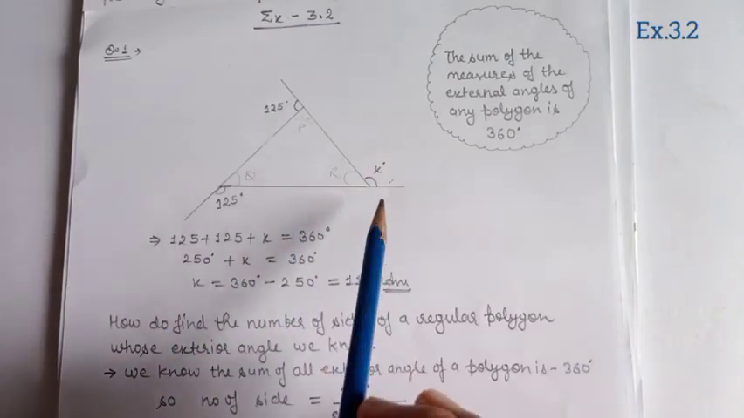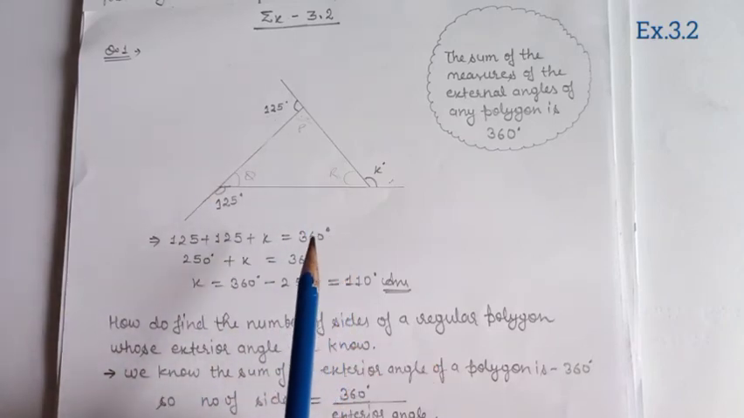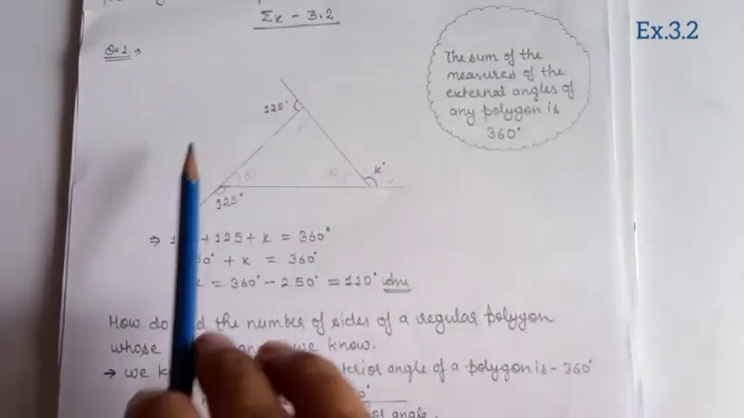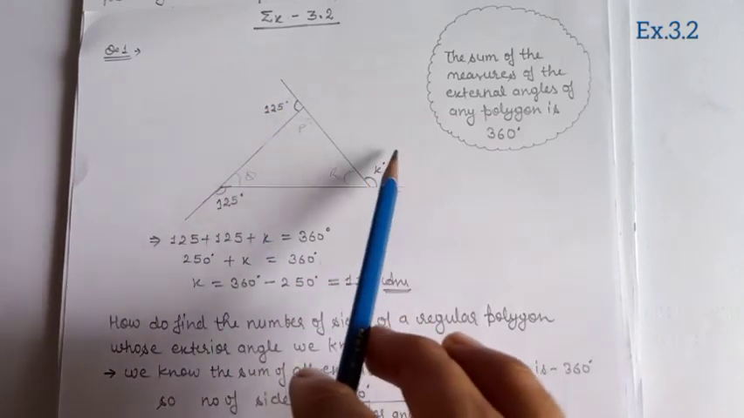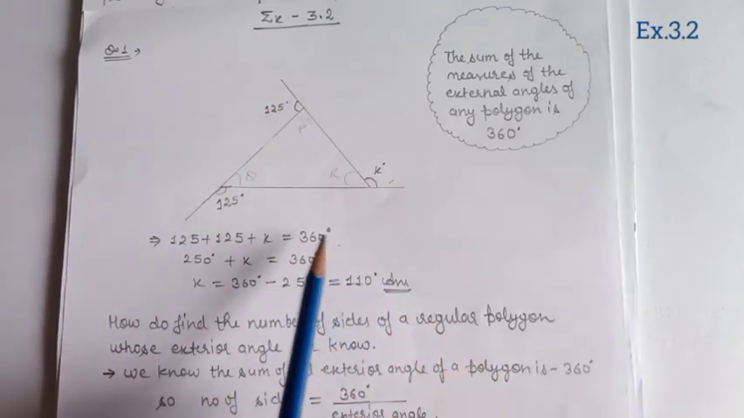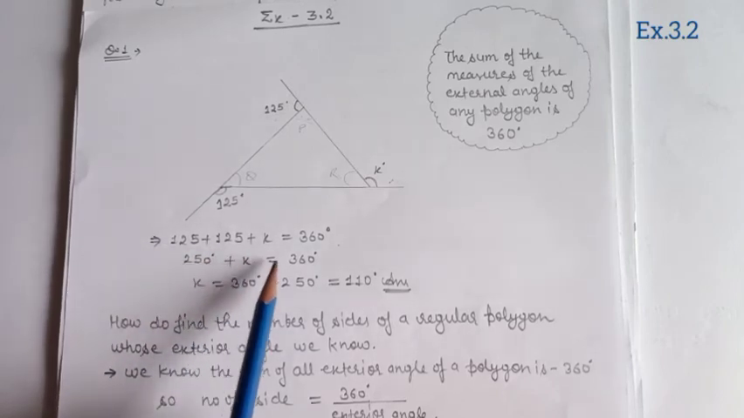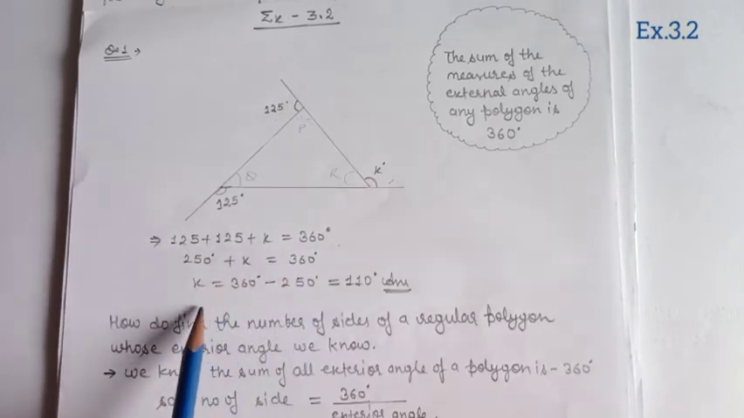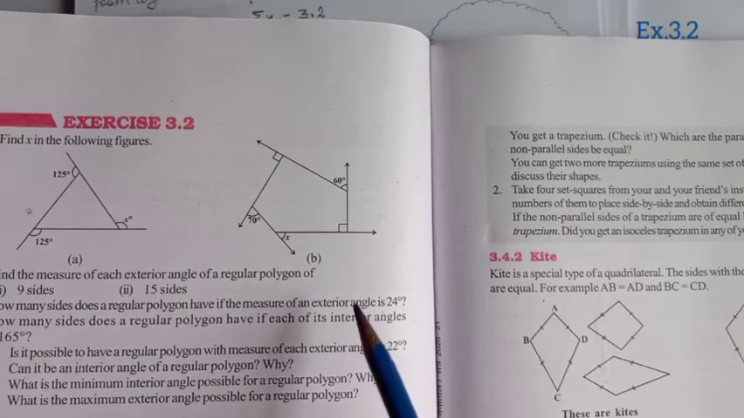Here is a figure, and you know that the sum of all exterior angles is 360, meaning the sum of 120 and 125, then x, is equal to 360. Now we can find x easily. The sum of the two is 250, plus x equal to 360. Then x equal to 360 minus 250, which is equal to 110 degrees. Answer. Okay students, so very easy. You can do the second part of question number 1 by yourself.